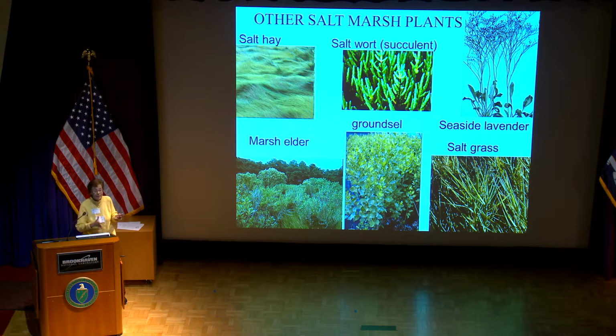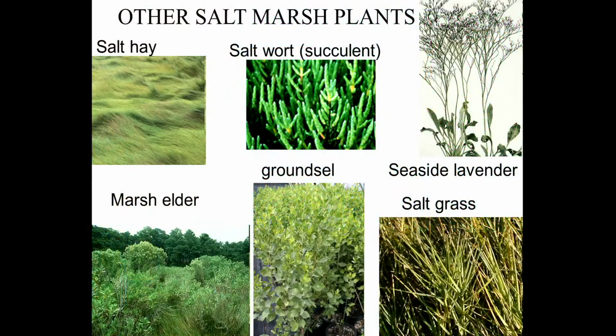Okay, here's a look at some of the plants further back in the salt marsh. The salt hay is the one lying down. Here's your succulent saltwort salicornia, seaside lavender, marsh elder, groundsel. These are much more typical in the high marsh. The high marsh plants are not generally immersed in water, but they do have their roots in salty soil.